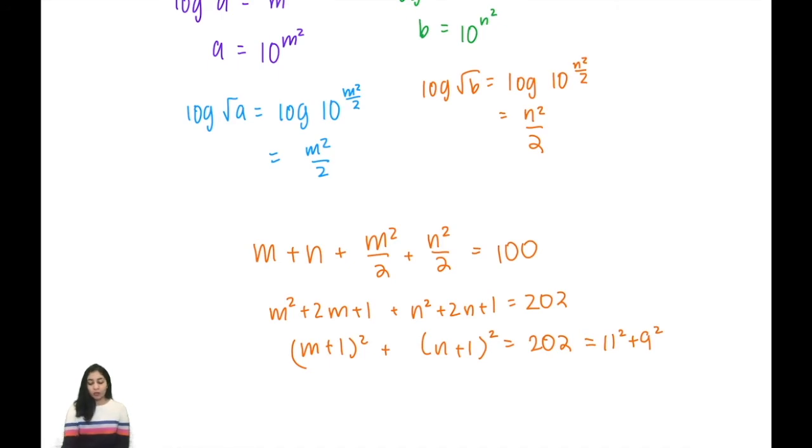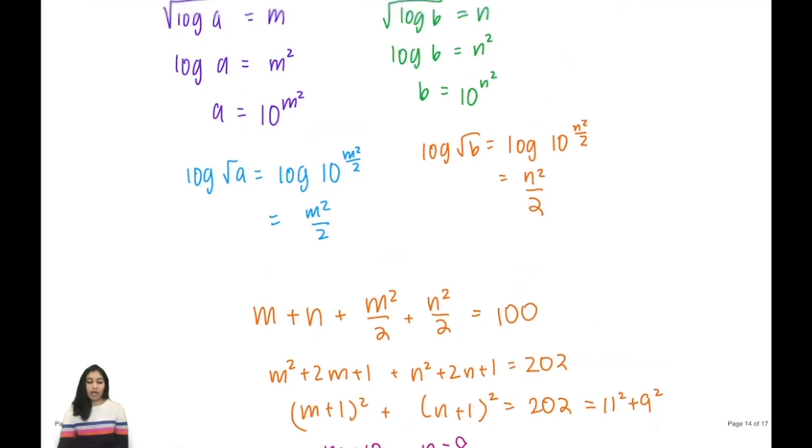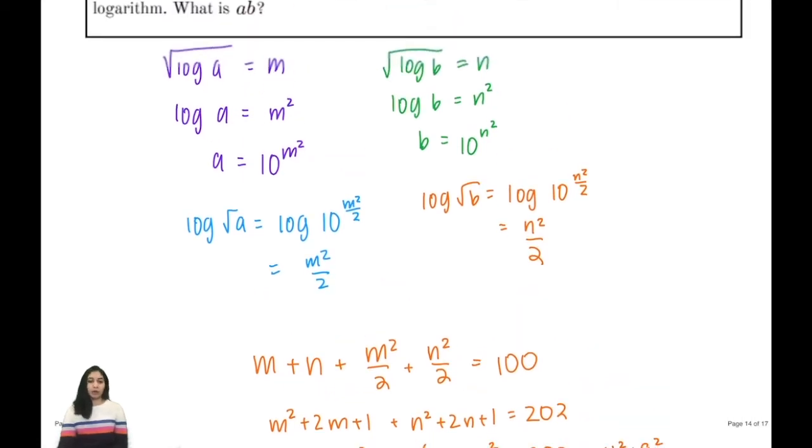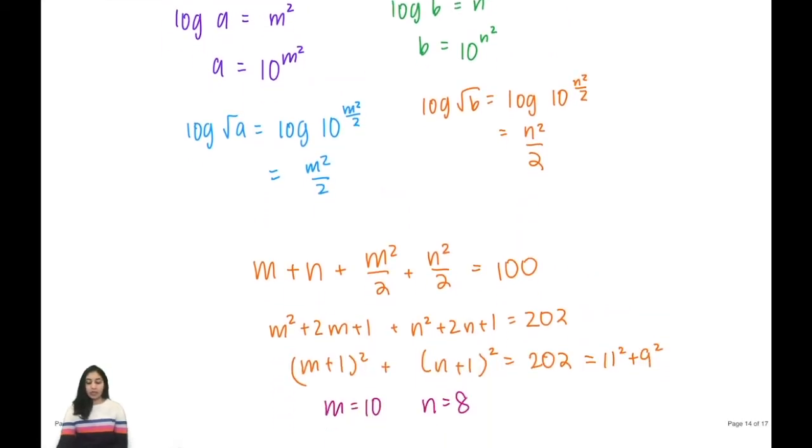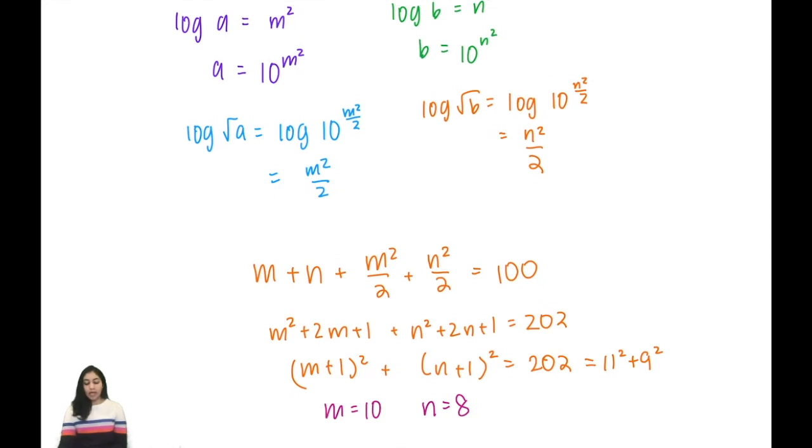So now we just solve for m and n, and we'll see that m is equal to 10 and n is equal to 8, or vice versa. In this case, it doesn't really matter because the problem is just asking us to find AB, so it doesn't matter which one is m and which one is n. So now we plug in m equals 10 and n equals 8 back into our original expressions. So here we get that b is equal to 10 to the power of 8 squared, which is 10 to the 64. And here we get that a is equal to 10 to the power of 10 squared, which is 10 to the 100.